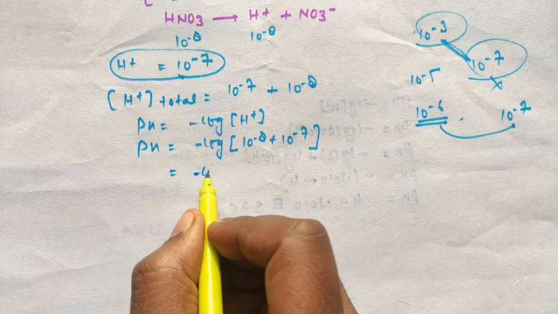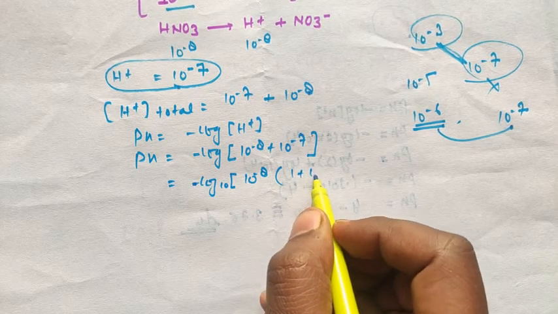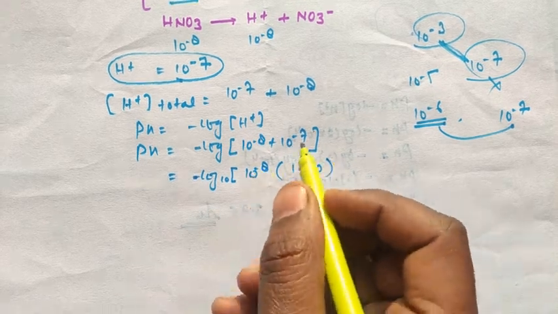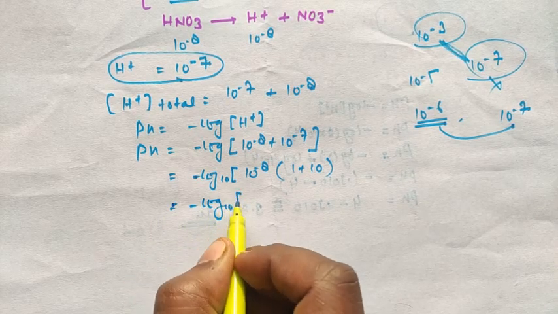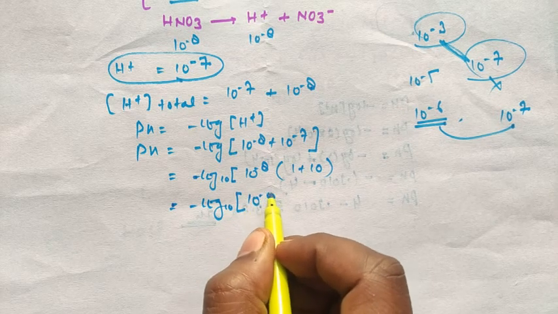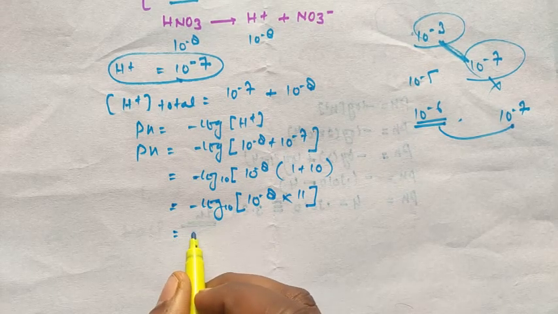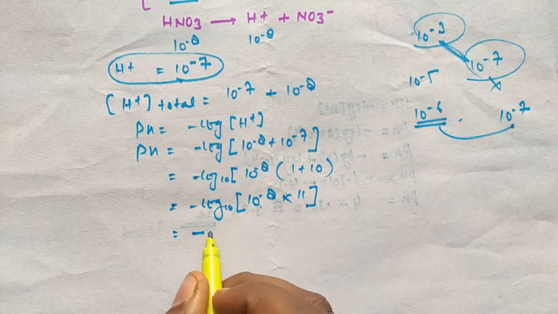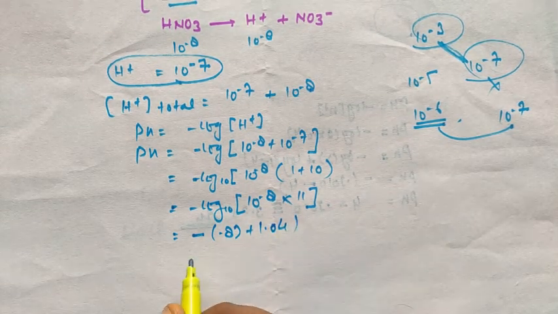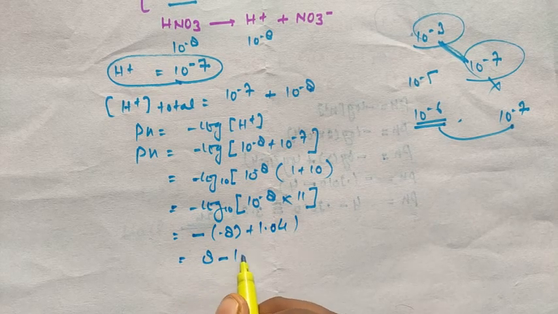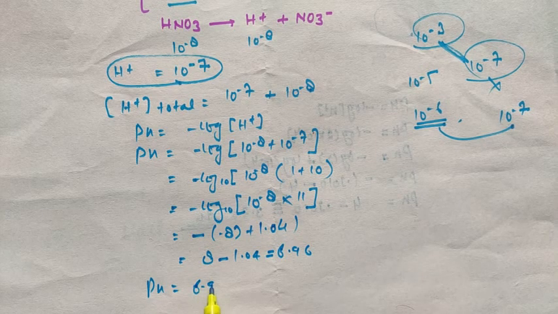pH is equal to what? Minus log, 10 to the power minus 8 is common, so 1 plus 10. So minus log base 10 of 10 to the power minus 8 into 11, that is minus of minus 8 plus log 11, which you can solve, it comes to 1.04. So on solving it, 8 minus 1.04, approximately 6.96. So pH will come approximately 6.96.